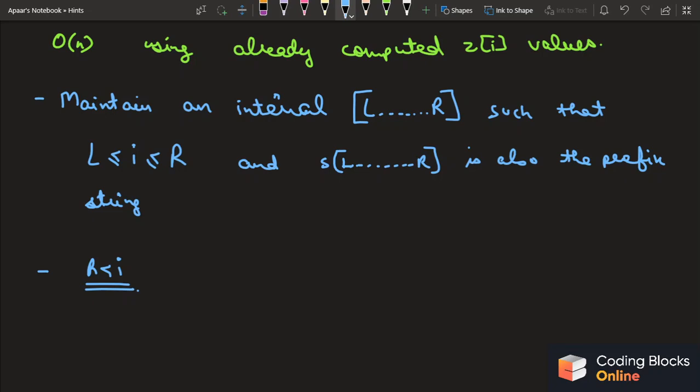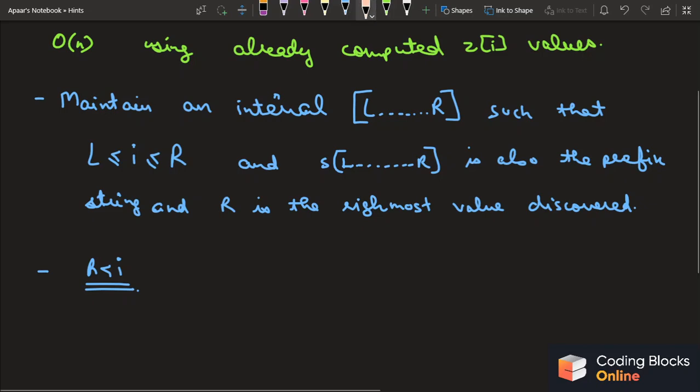So let me also just write one more thing that was left here. We'll maintain an interval L to R such that L to R is a prefix string, right. And R is the rightmost value discovered, right. So basically there can be many L to R's, but for each L to R we'll take the R that is the rightmost discovered value.